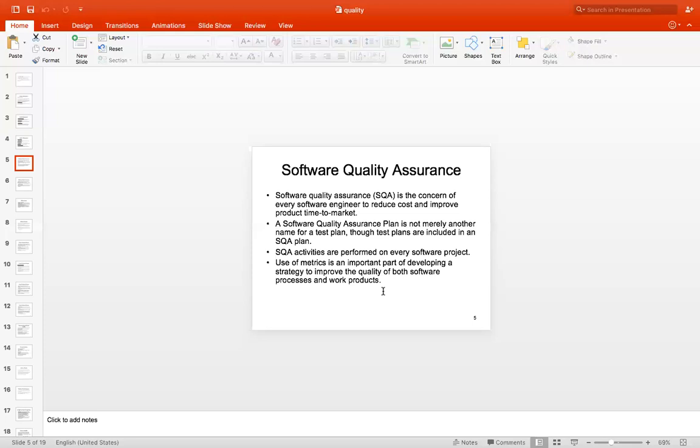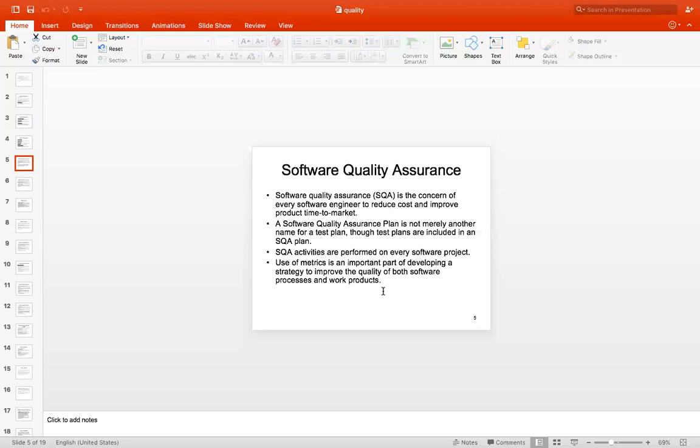Okay. It is not like we are doing some testing. It is not something like that. This software quality assurance activity has to be performed for every project. So the use of metrics is an important way to achieve this software quality assurance.